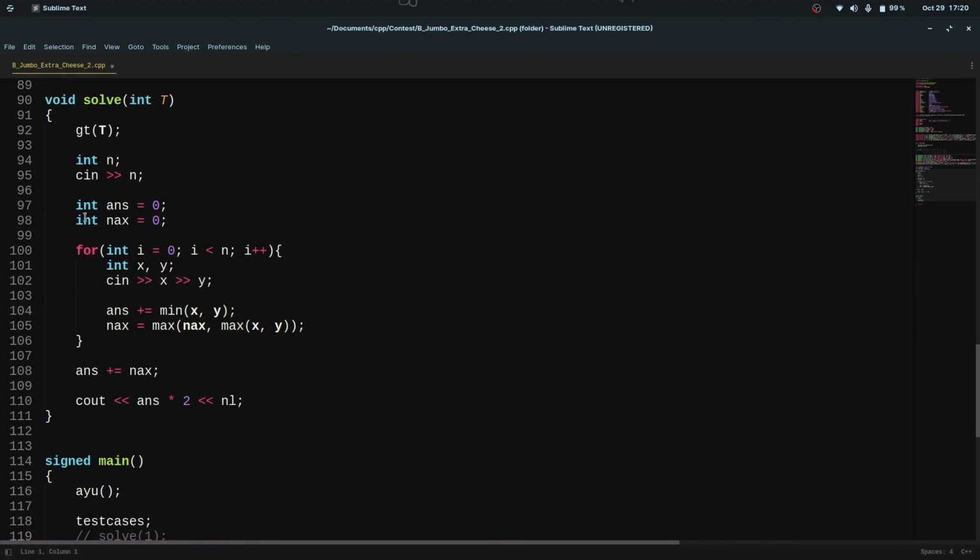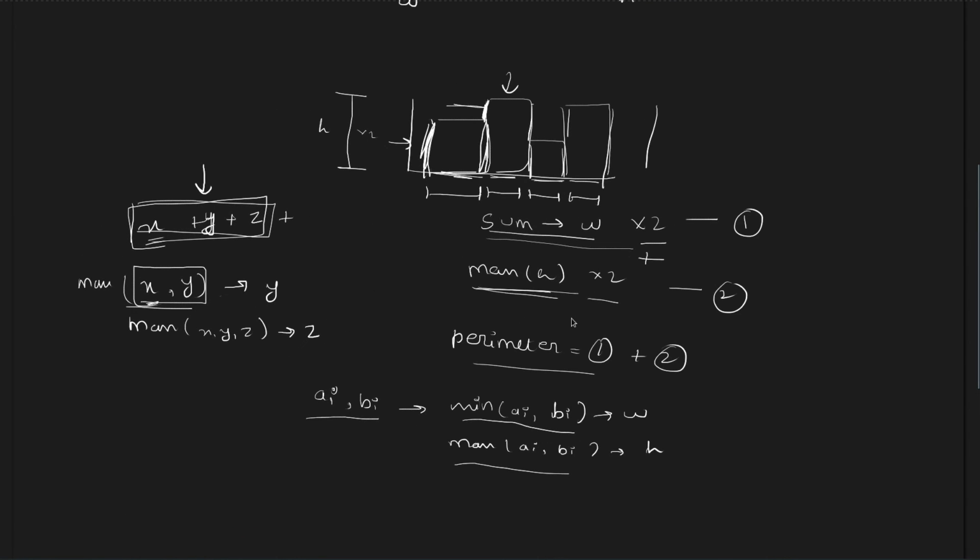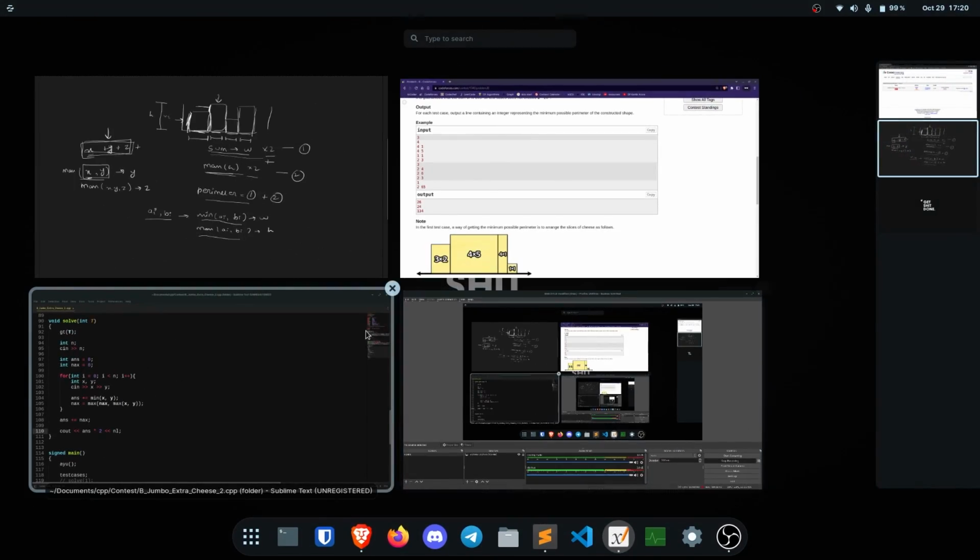So I've initialized my answer and the max value to 0. Now I just loop through all the inputs, and I take the input as x and y. What I essentially do is add the minimum of x and y to my answer, and set max as the maximum of max and the maximum among these two values x and y. At the end, I'll add this maximum value to my answer and multiply my answer by 2. In this case, what I just did was multiply by 2 after adding both of those values, so it is essentially the same thing, right? So this is how we can solve the second question.